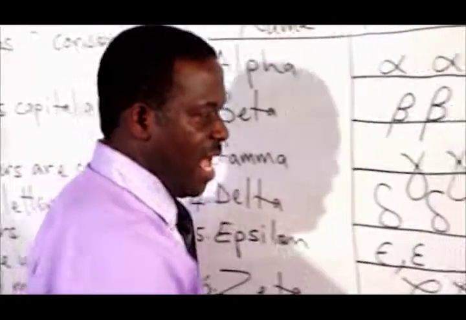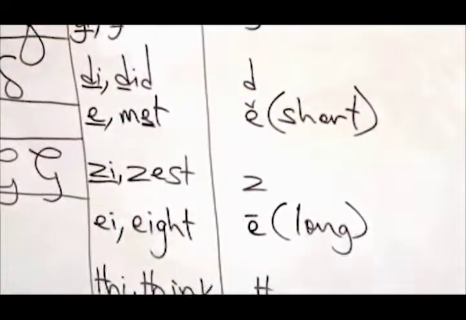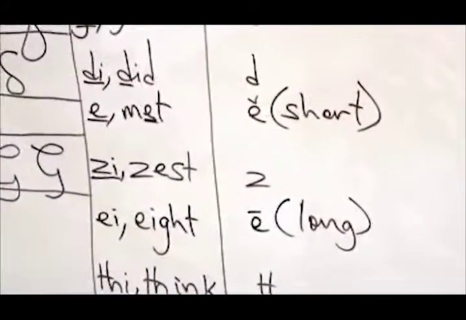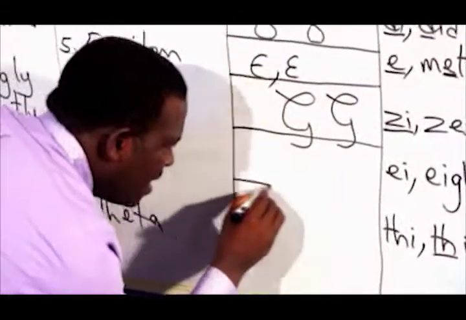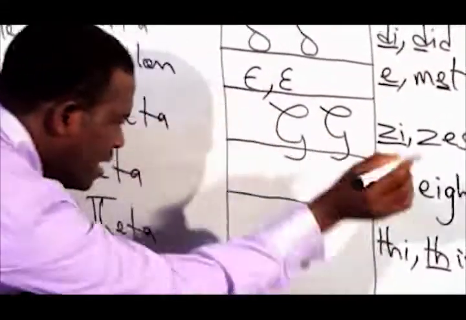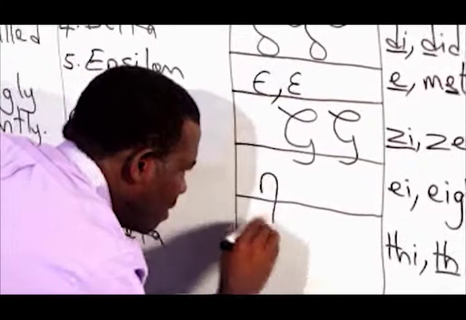Zeta. Z. And it's equivalent to our English Z. The next one is eta. Eta, which is long E vowel. Your line again. This is how to write eta.